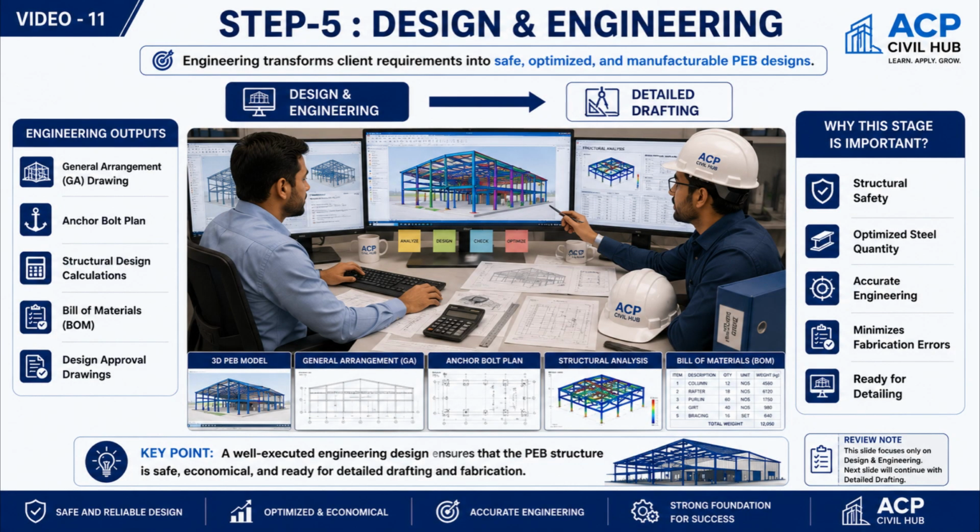The fifth stage is design and engineering. This is one of the most important stages of the entire project. The engineering team performs structural analysis and prepares the complete engineering design based on the approved project requirements. Typical engineering outputs include the general arrangement drawing, anchor bolt plan, structural design calculations, bill of materials, and design approval drawings. A well-optimized engineering design ensures structural safety, economical steel consumption, and provides the foundation for accurate detailing and fabrication.